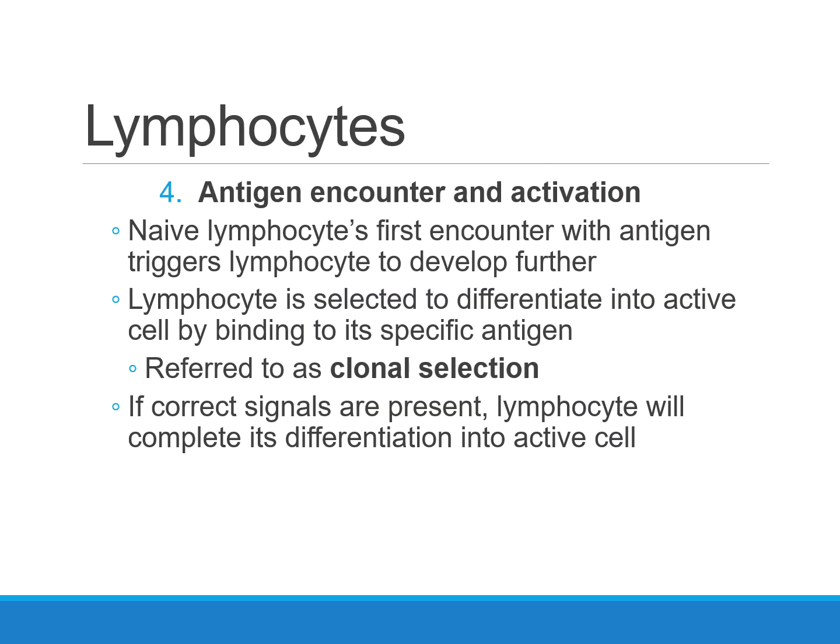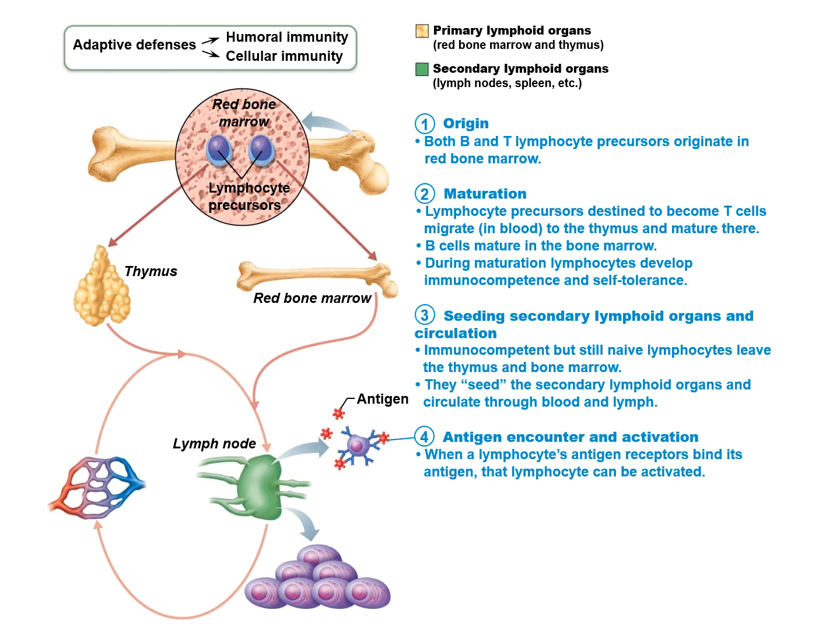Then finally, even though they know what they're supposed to do, they haven't actually come in contact with any antigen yet. So they have their first encounter and they become activated. Naive lymphocytes encounter the antigen that triggers a lymphocyte to develop further. Then the lymphocyte is selected to differentiate into an active cell by binding to its specific antigen, and this is referred to as clonal selection. If the correct signals are present, the lymphocyte will complete its differentiation into an active cell. So that's that final step that they're showing you, number 4 there.